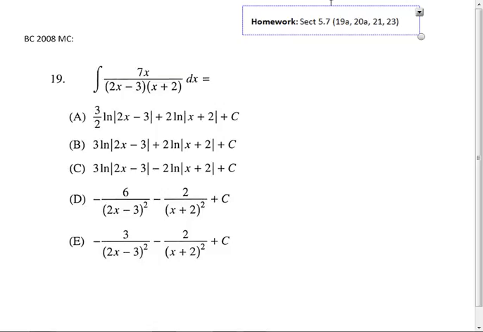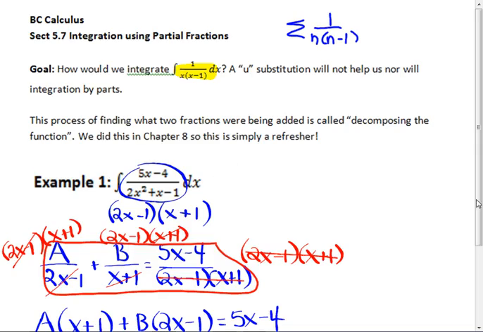Okay, you ready? Well, I'm going to come back to this page anyway, but 19A, 20A, I think it's 21 and 23. And then they get hard. We don't need to do that. If you're interested, you could.